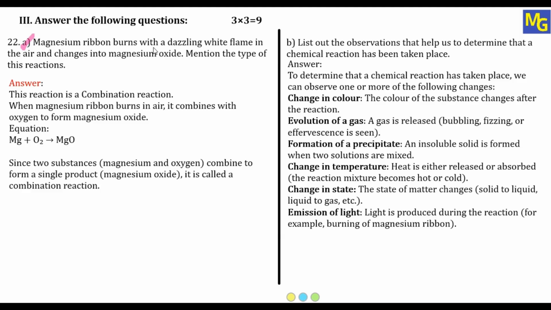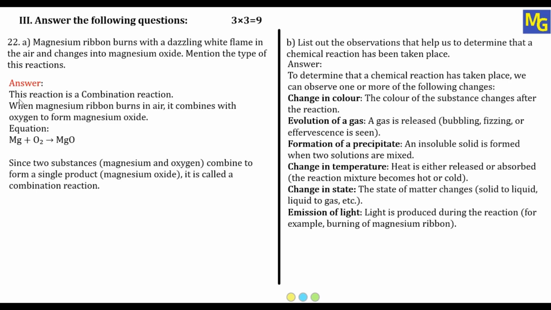Magnesium ribbon burns with a dazzling white flame in the air and changes into magnesium oxide. Mention the type of this reaction. In this question, they have told that if you burn magnesium in air, it will convert into magnesium oxide, and with that it will form a dazzling white flame. So we have to mention the type of reaction. This is a question from the Chemical Reactions and Equations chapter, that is chapter number 1.